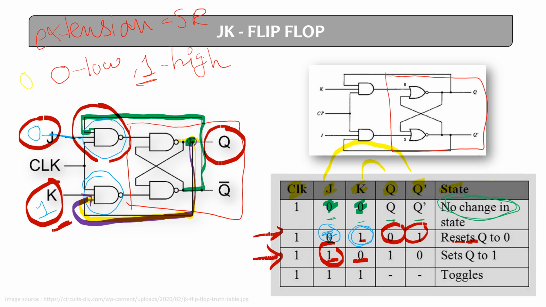And the last option, this last portion. So what happens when you have both the values 1 and 1? In that case, the flip-flop can be set or reset depending upon the previous state of the output. So this case we call a toggle case.